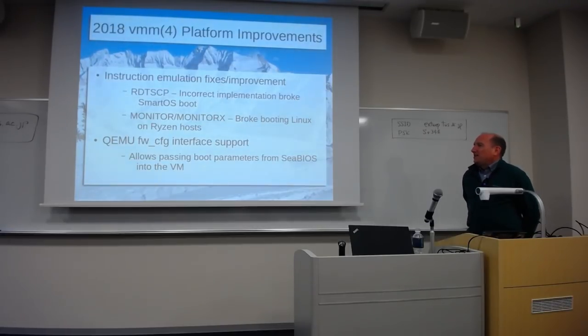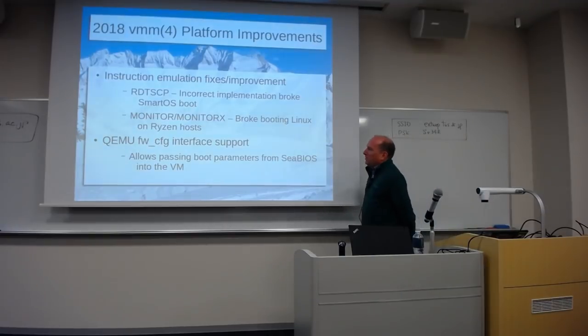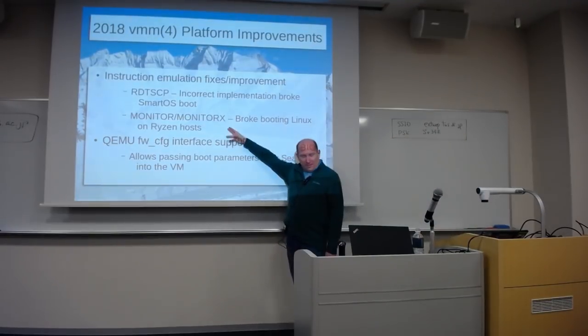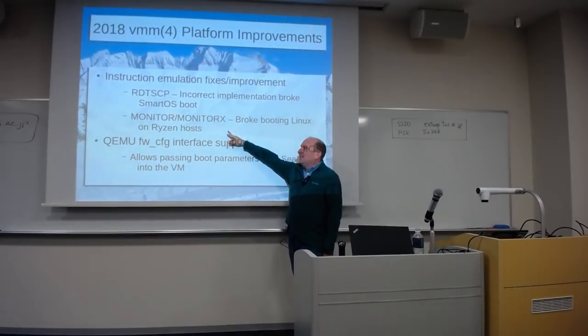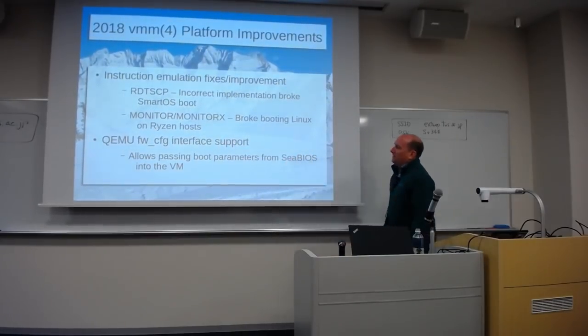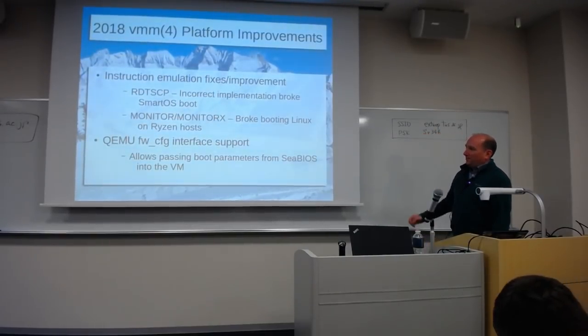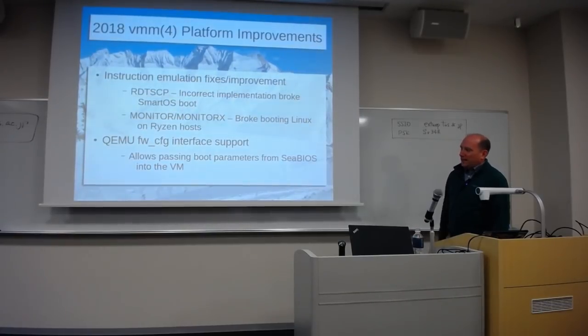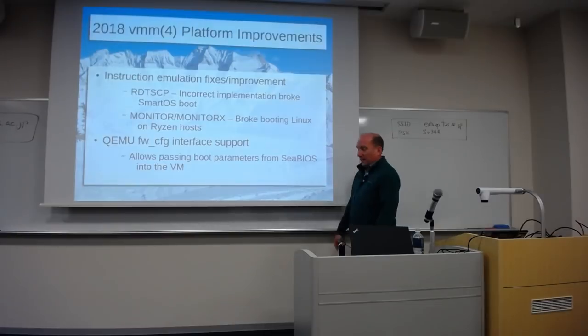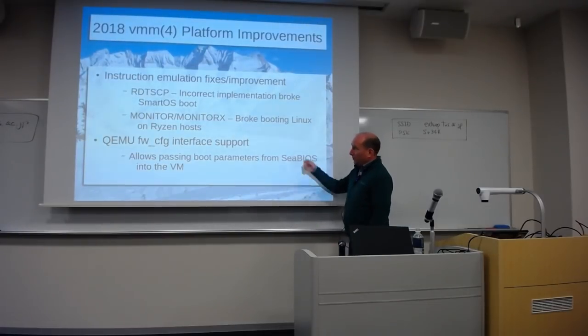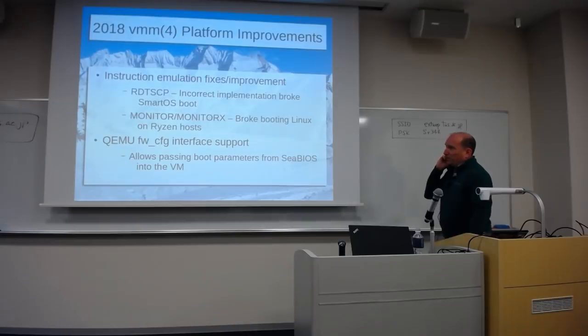Similarly, there's two instructions for doing memory range monitoring, and this is typically used in operating system idle loops, monitor and mwait, and there's a new enhanced version of this called Monitor X. We said forever in our CPU ID report back to the guest VM that we didn't support Monitor, and then Ryzen came along and said, well, what about Monitor X, and we weren't filtering that out, so that broke booting Linux on Ryzen hosts. So these are mainly bug fixes, but I try to jump on these as quickly as I can as they're reported.